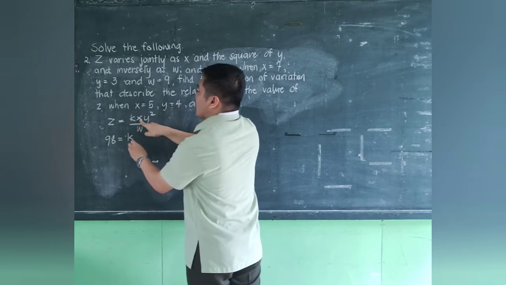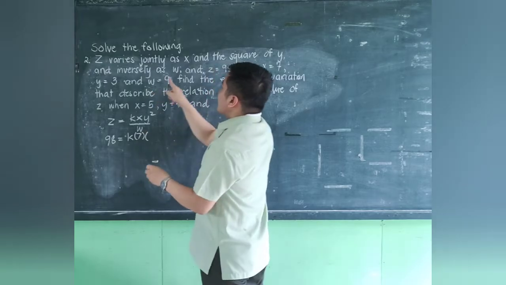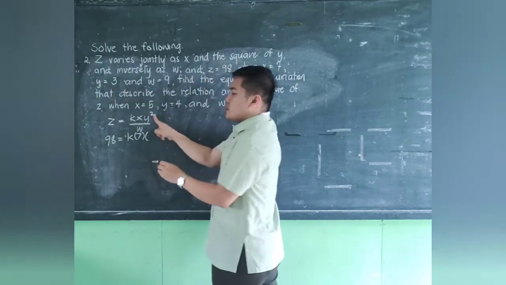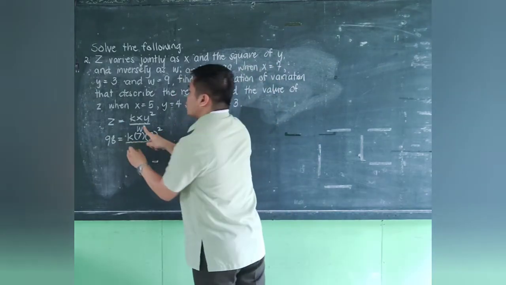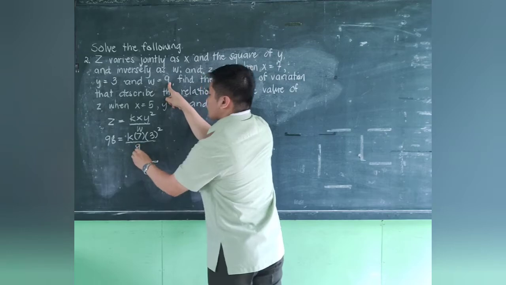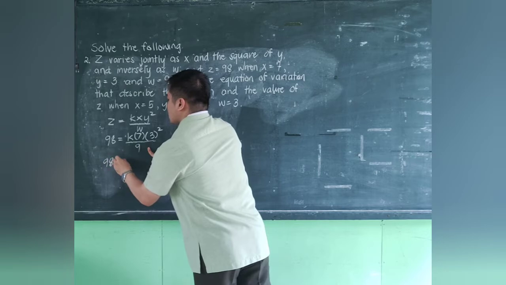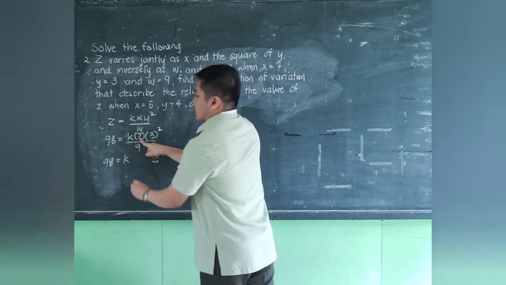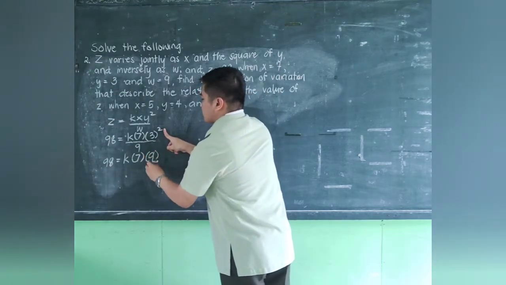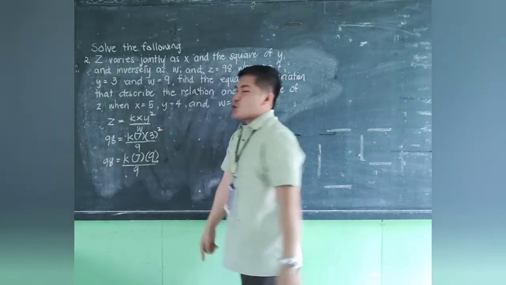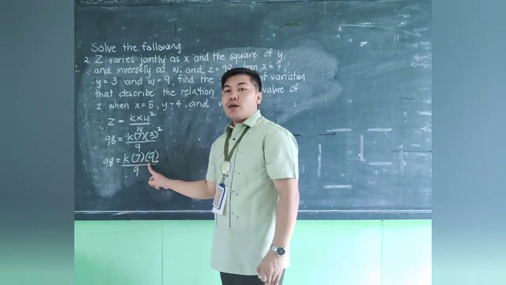K, x is 7. And we have y squared is 3 squared. Over, ang w is 9. Next, so bring down 98 is equal to, bring down yung k, then yung 7, 3 squared is 9, over 9. So, di ba, automatic pag multiply natin yung meron tayong value sa taas.